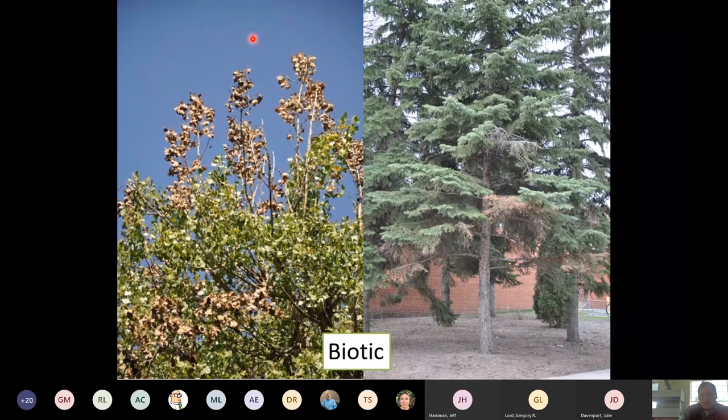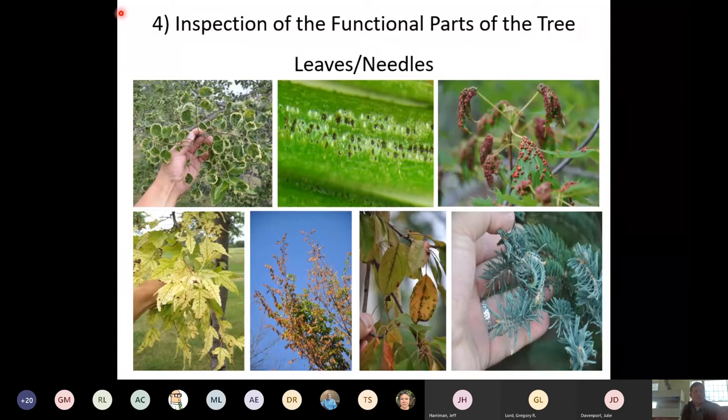So number four is inspect the functional parts of the tree. And these functional parts that I'm going to focus on here are leaves and needles. So obviously there's something wrong with the functional parts pictured in each of the pictures here. So here we have some cupping of leaves. That's abnormal growth, definitely. There's some leaves that are growing normally here.